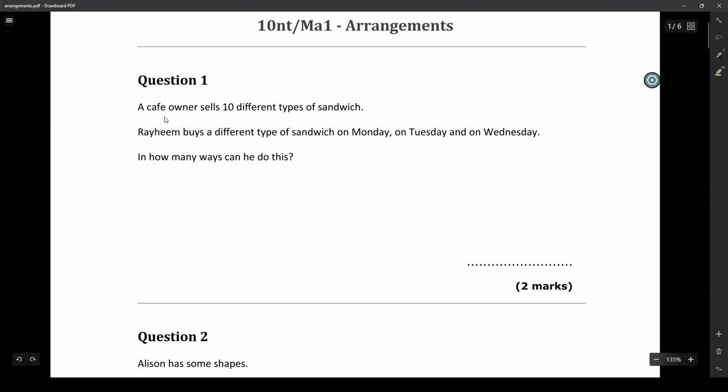So the first one here, a cafe owner sells 10 different types of sandwich. Raheem buys a different type of sandwich on Monday, Tuesday and Wednesday. So he has 10 choices on Monday, 9 on Tuesday and 8 on Wednesday, giving him 720 possible combinations of sandwiches.